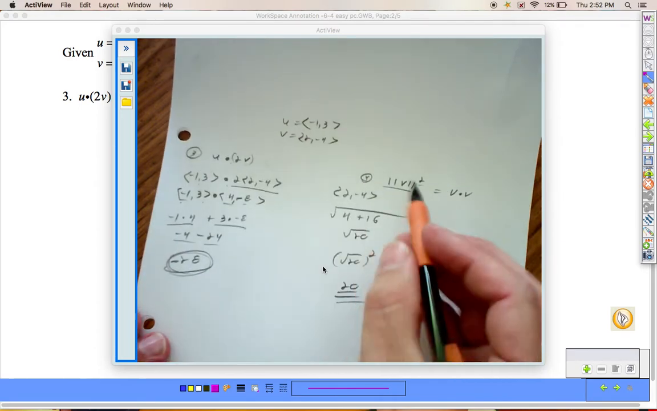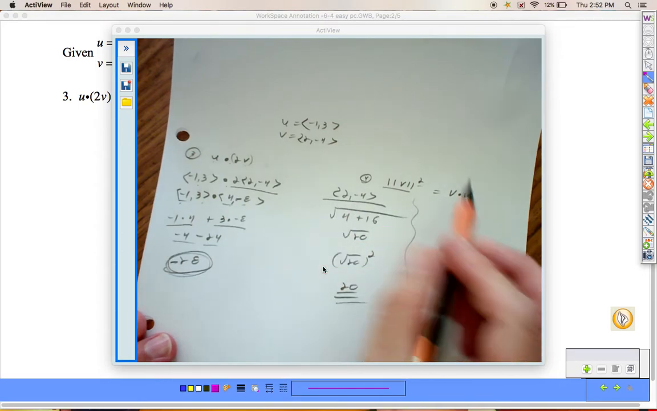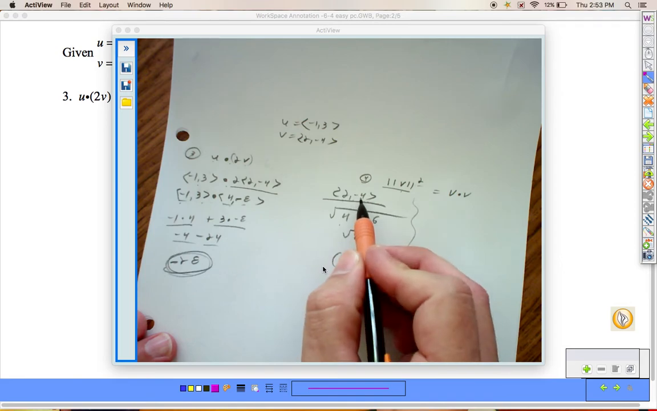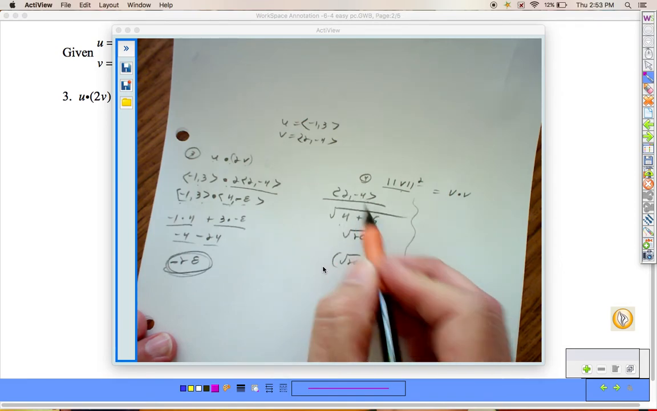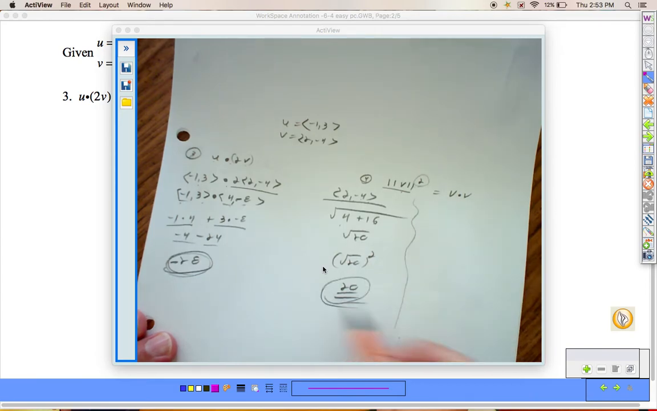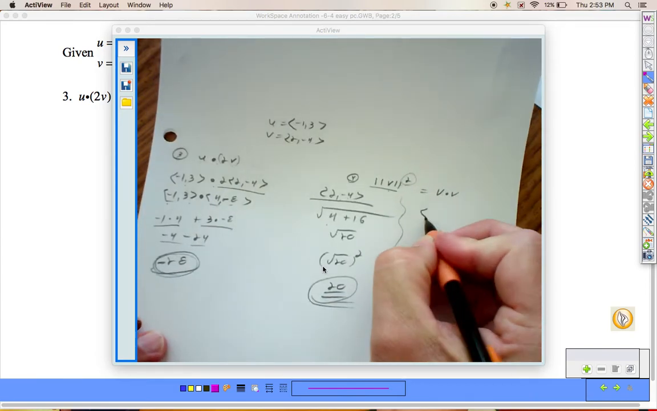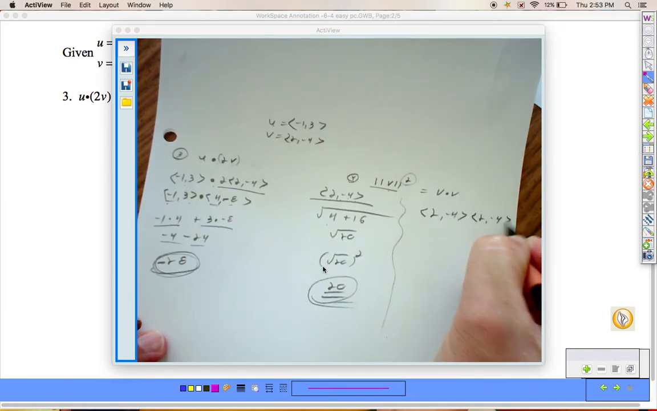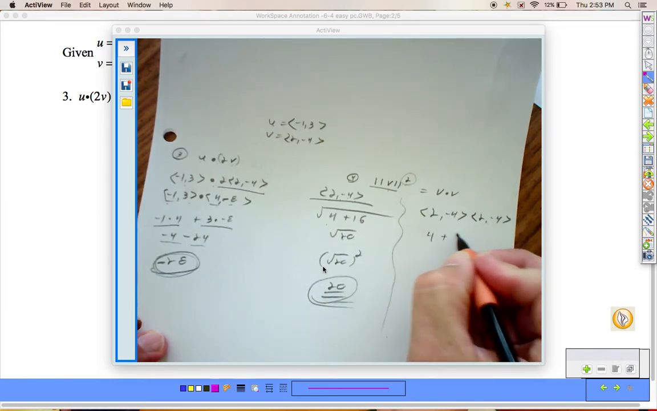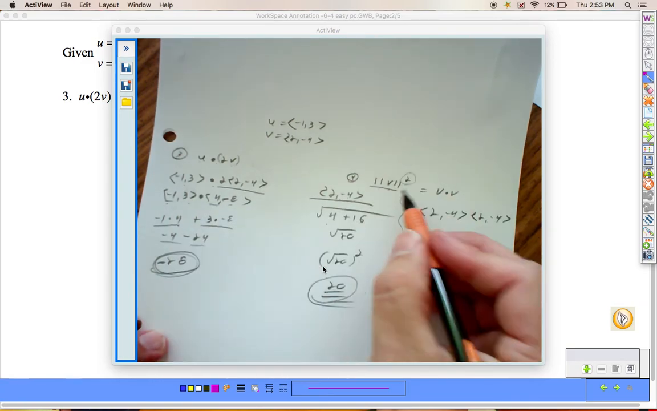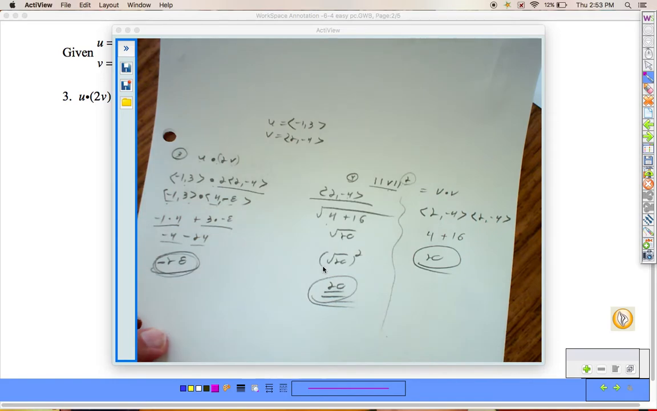All right, number 4. I'm going to find the magnitude of this and square it. So the magnitude is going to be 2 squared plus 16, which is negative 4 squared, square root of 20. I square it, and I get regular 20. Now if I do the dot product, I'm going to get 4 plus 16, which is still 20. So if I want the magnitude squared, just do v dot v.